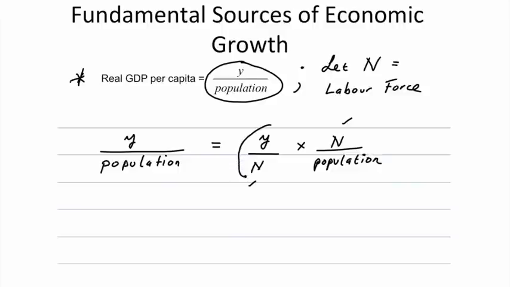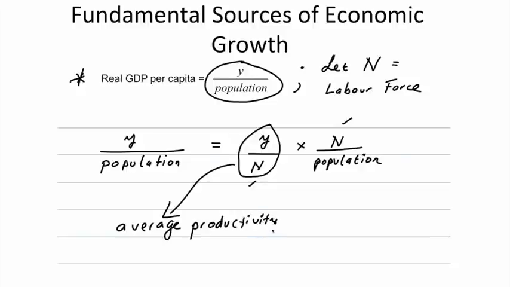Let's take this one first, Y divided by the labour force. What that represents is the average amount of GDP, the average amount of aggregate production produced per worker. And the term that economists give for that is average productivity. On average, how much does each worker in the economy produce? And that's what we mean by average productivity.